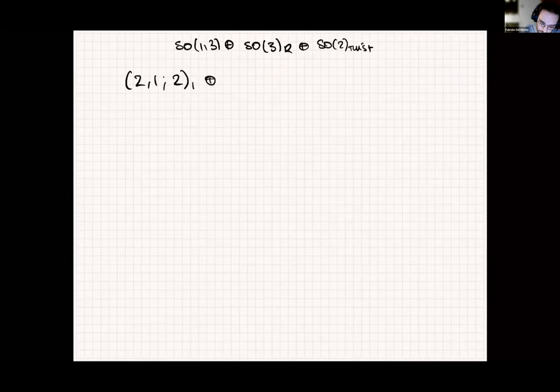And then we can look at how the six-dimensional supercharges transform under this SO(1,3), the four-dimensional Lorentz group, SO3 R, and this SO2 twist. The result is that we get two sets of supercharges that transform in this way: (2,1,2), I'll explain this in a moment, and (1,2,2,-1). And this means that these are Weyl spinors of opposite chiralities in four dimensions. Fundamental representation of this SO3.